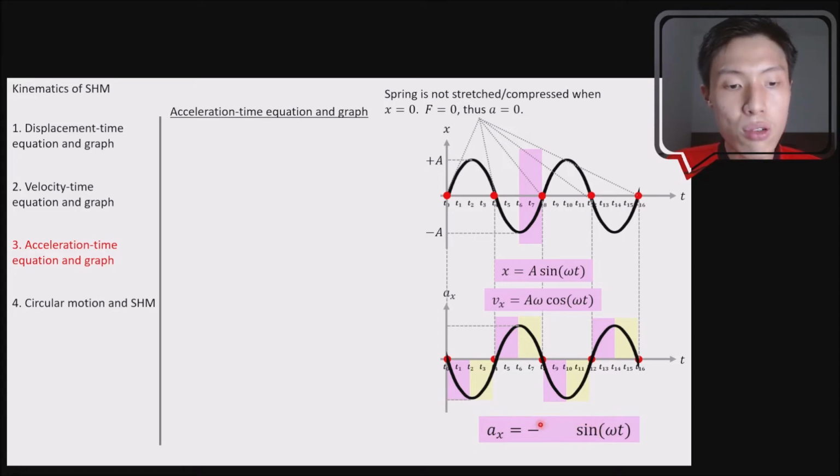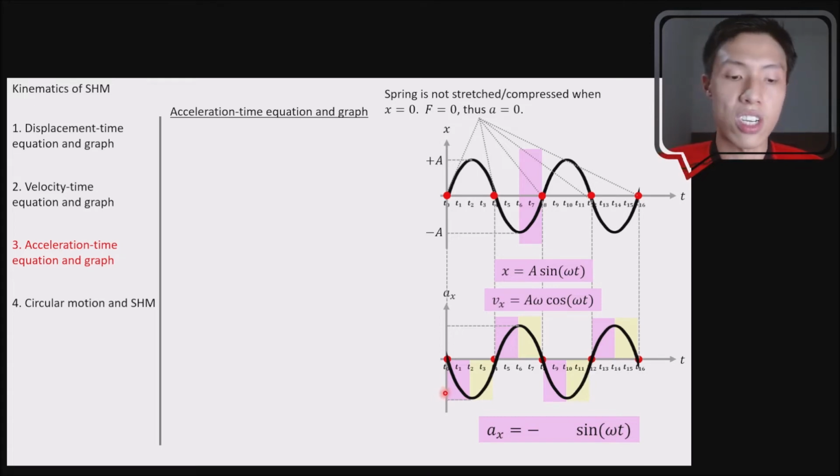Okay, but now you don't know what you should fill in here because you don't know what value you should put over here. I believe you know it's not A, because just now we know that for velocity it is A omega, so it must be something different over here for the maximum in the positive direction and the maximum in the negative direction. So let's try to determine that. But how do we determine it?